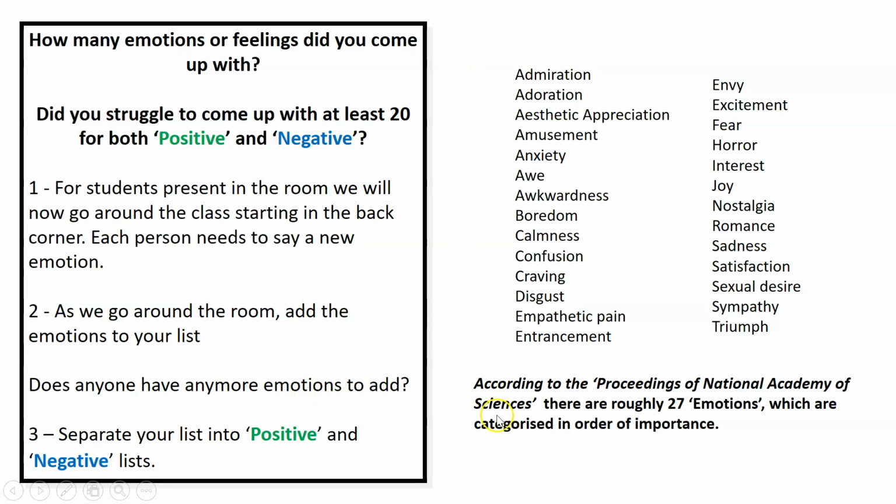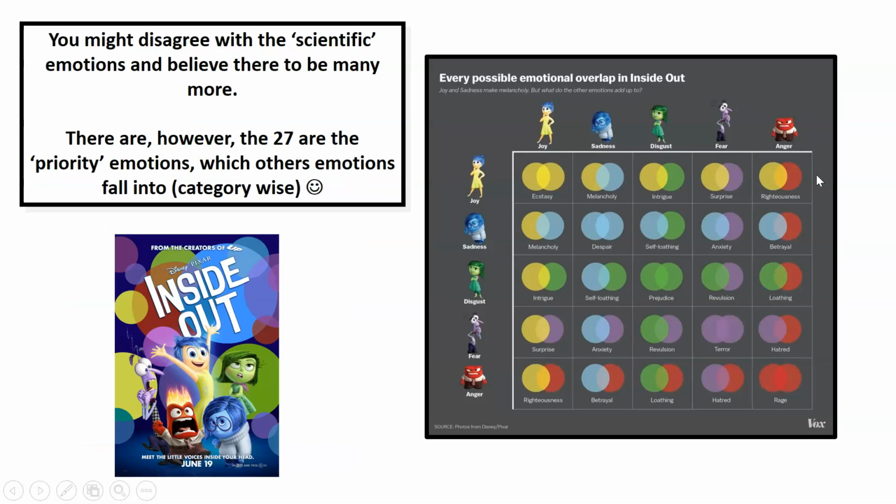In terms of actual official psychology, according to the Proceedings of the National Academy of Sciences, there's roughly 27 emotions which are noted here. Everything else falls under these categories. So although you might be familiar with other emotions noticed here, such as ecstasy, melancholy, intrigue, surprise, righteousness, or something such as rage, hatred, loathing, and betrayal, thanks Inside Out, many of these fall under those 27 categories. So it's just a good little tidbit to know. Do you have to remember all of these? No. Do you have to understand all of them? No. You might not have experienced all of them either.